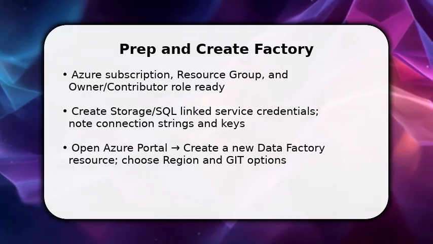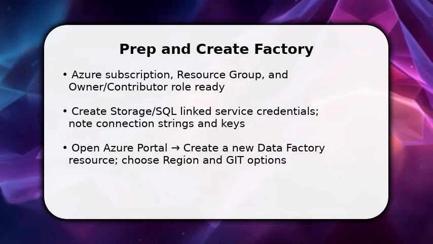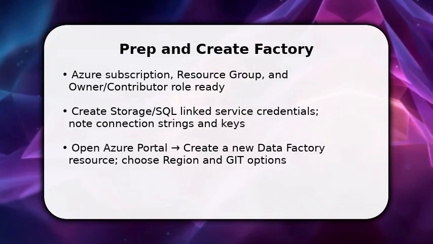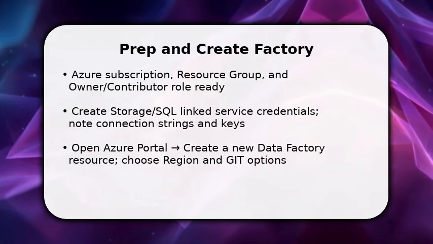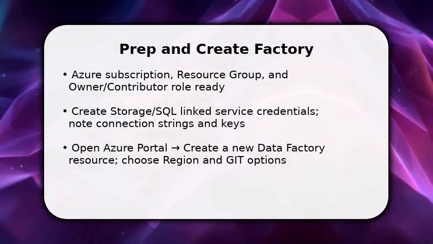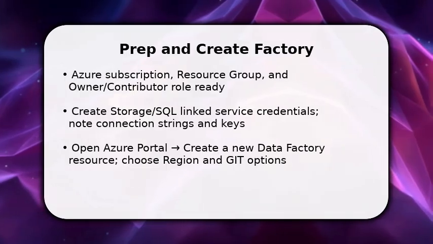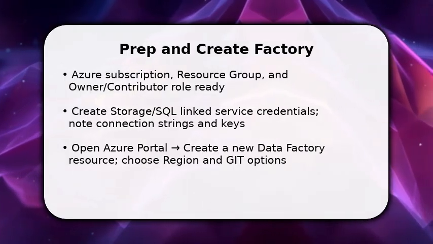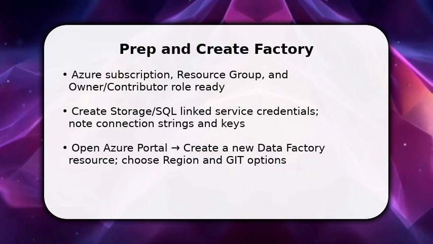Now in the Azure portal, choose Create a Resource, then Data Factory, pick a name and region, and decide whether to enable Git integration. Enabling Git gives version control. Make sure to select the right integration runtime default. This initiates the actual factory resource you'll build on.